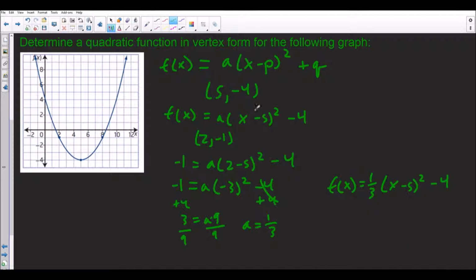So that's all you need to do: sub in the vertex for P and Q. So it's basically just doing the opposite of what we did last lesson. And then all we have to do is sub in another point for y and for x. And then we just solve for A.